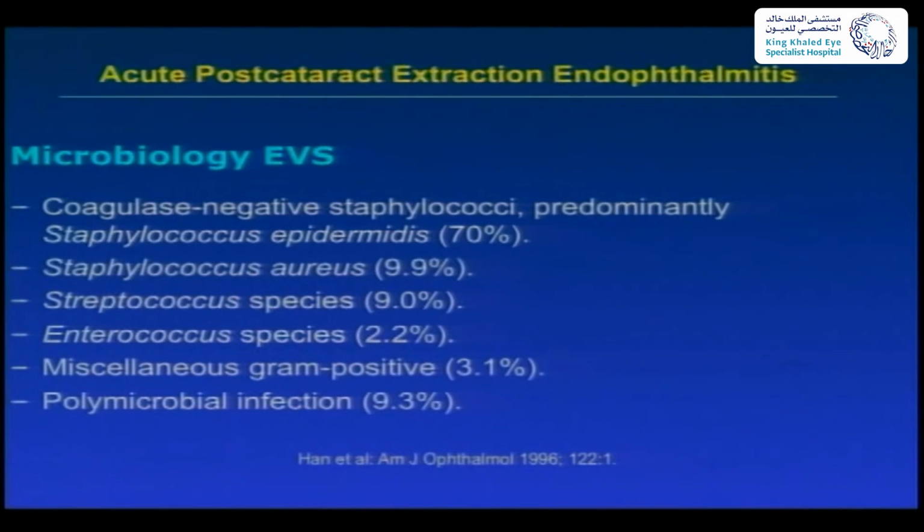Staphylococcus aureus accounts for about 10%, and Streptococcus species only 9%. But in post-injection endophthalmitis, it is 30%. Also, the risk of Streptococcus infection after open globe injury is even more. And that's why in many patients with post-injection endophthalmitis, the prognosis is bad, because 30% of the isolates were Streptococcus species.